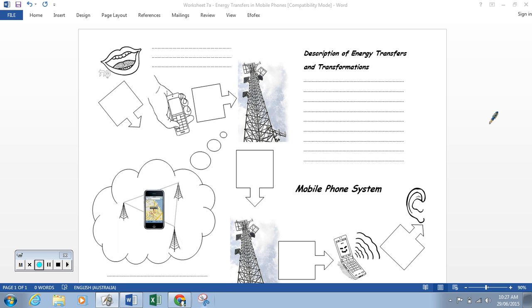So let's have a look at the energy transfers and transformations that we've got as we've come along the way. So we have sound.